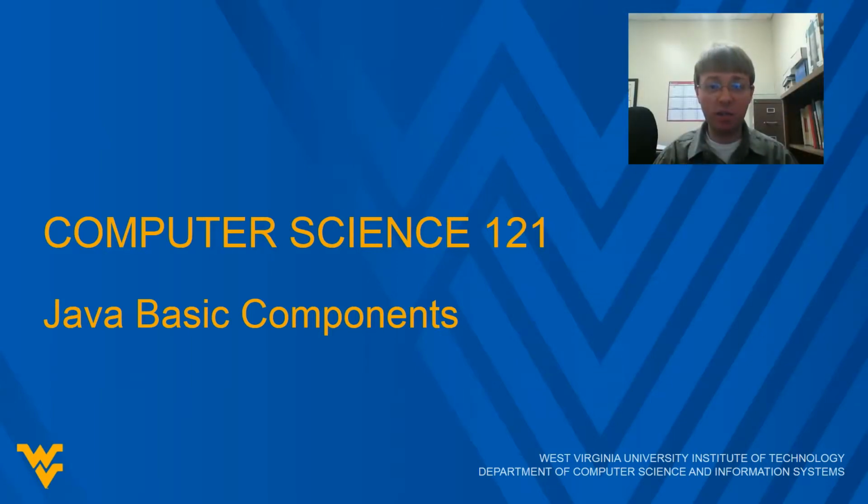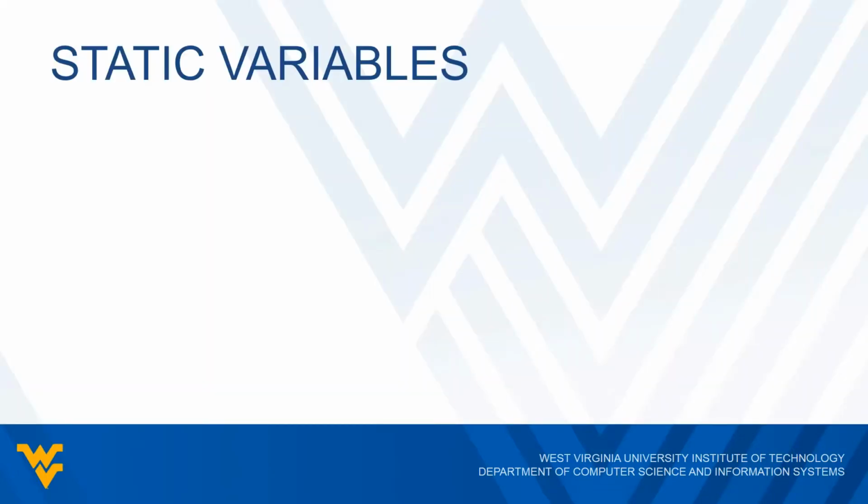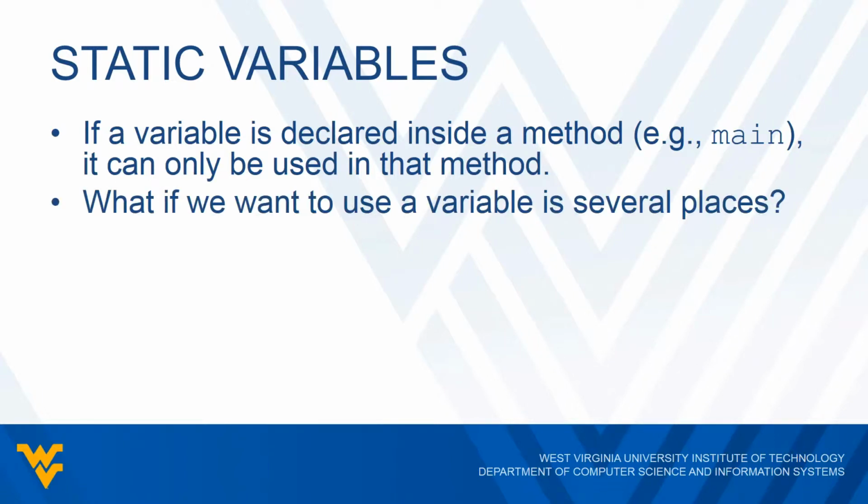In this lecture, we'll take a look at some of the basic components of a Java program. Let's say I have some variable and I declare it in a method, such as main, for example. I can only use that variable inside that one method. So what if we want to use this variable in other places? What if we want to use it in other methods and not just the method we declared it in? Well, we can't really do anything about it if we keep that variable declared in that method.